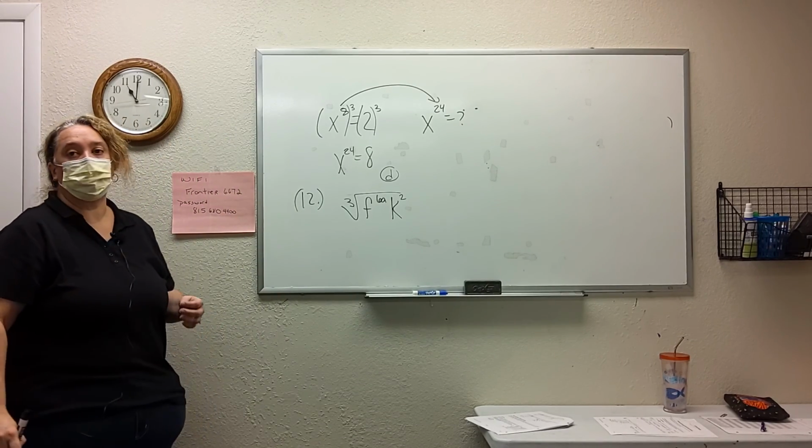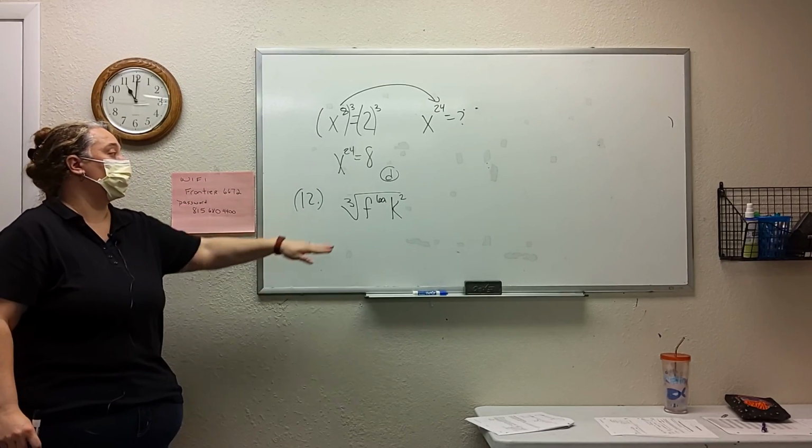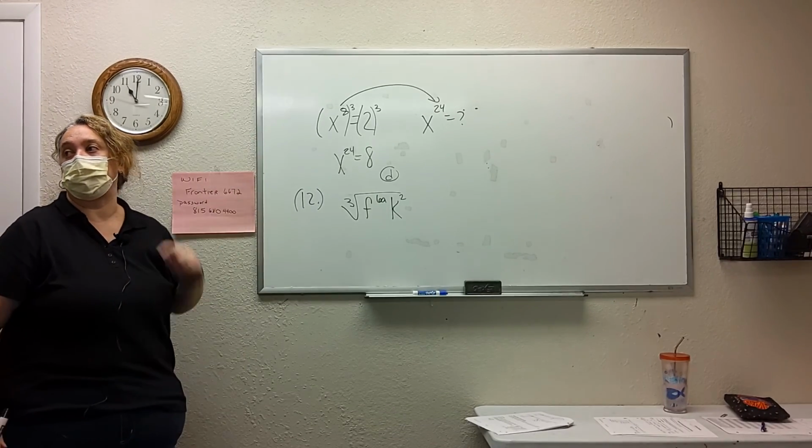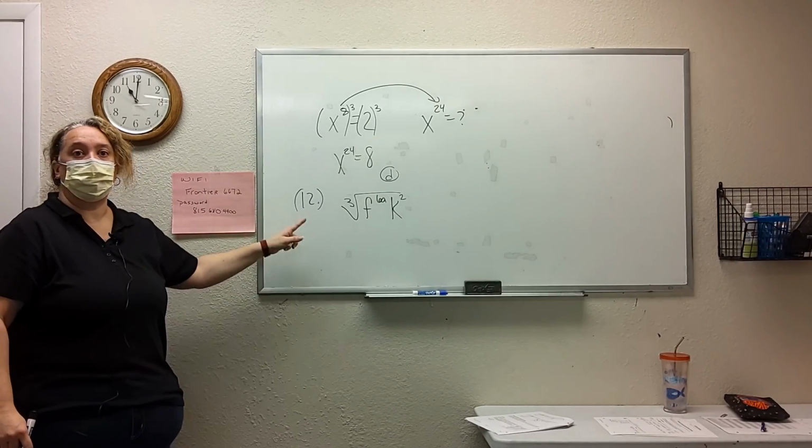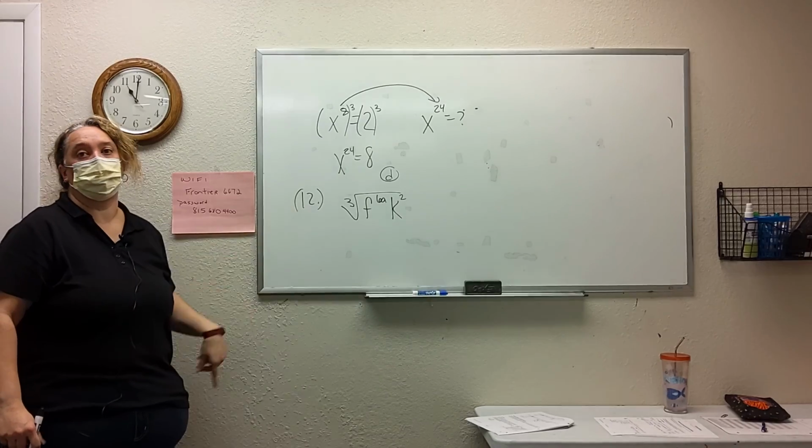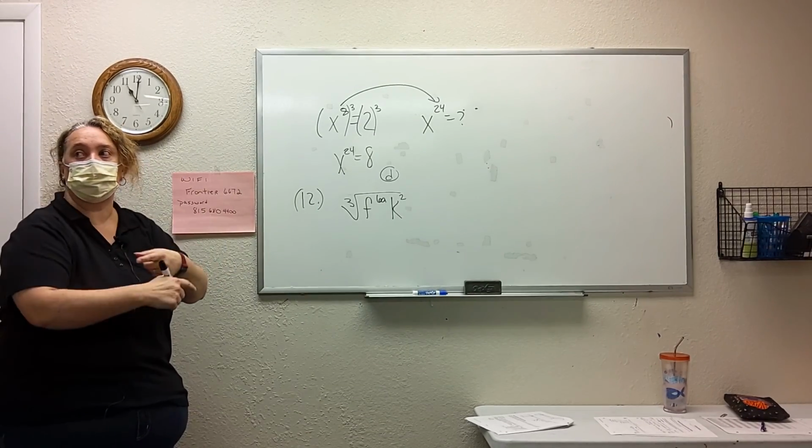Okay, so equivalent form. Anytime they ask you for an equivalent form and you have a root, that means go to the fractional form. If they give you a fractional form and they ask you for an equivalent form, go to the root. Just go to whichever one is not the one they gave you.